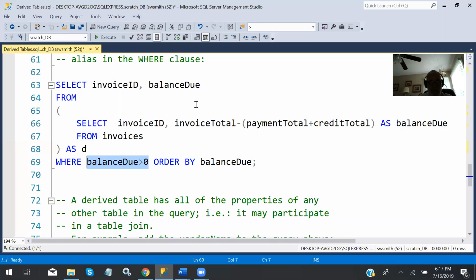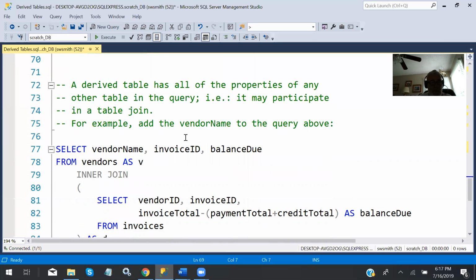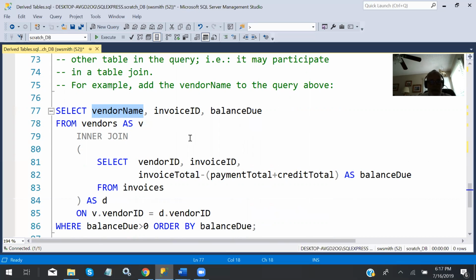For your web page has to have it in the where clause for some reason. I don't know why that would be. I can select vendor name. Vendor name is going to be in the select line. That means that I have to have the vendors in the join.